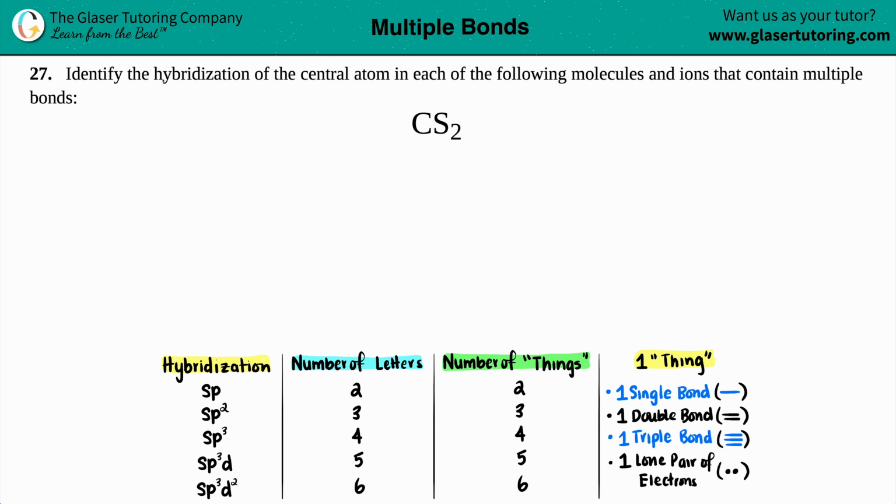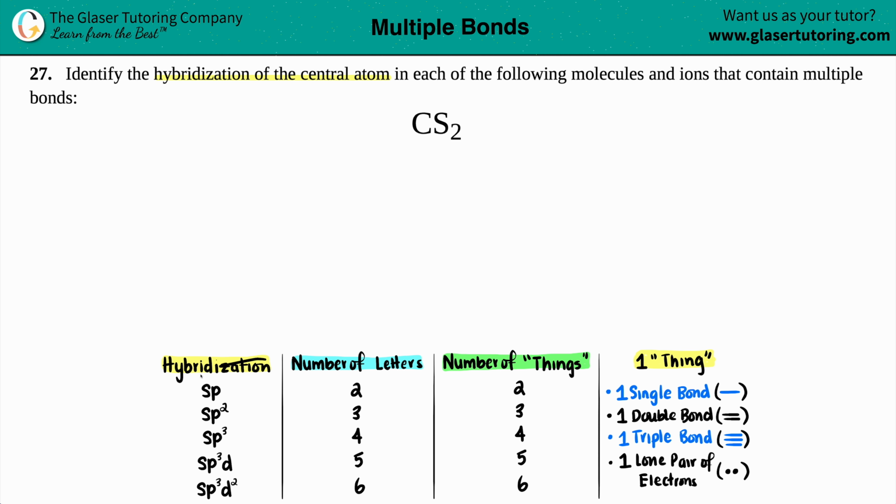27. Identify the hybridization of the central atom in each of the following molecules and ions that contain multiple bonds. All right, so then we have CS2. In order to find the central atom's hybridization, the easiest way, whenever you're learning hybridization or have to do a hybridization, is to always draw the Lewis structure first. A Lewis structure, once you draw it, will give you the answer. It basically unlocks the key to a lot of different questions, and hybridization is one of them.